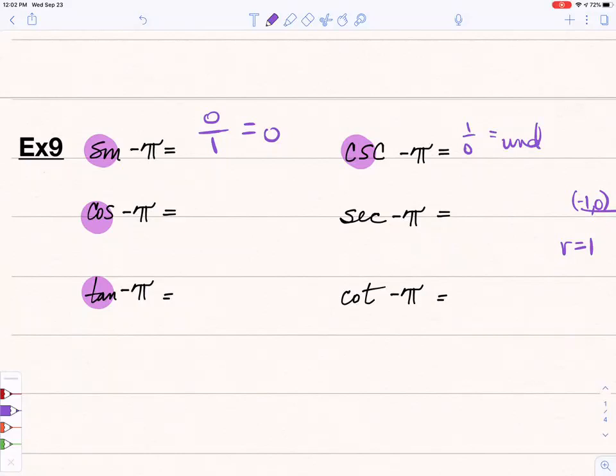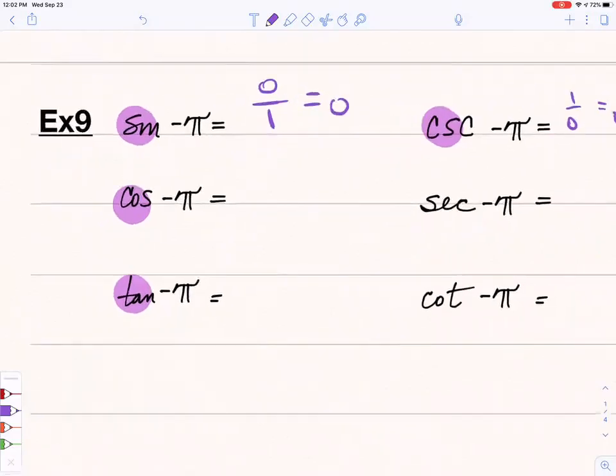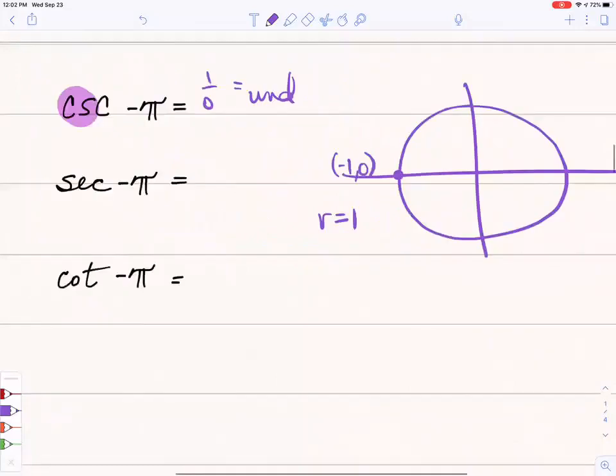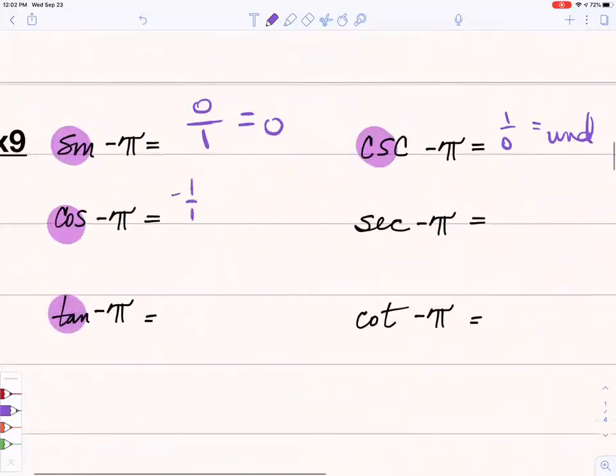You with me? Okay, go to your reference triangle. What's cosine? X over r. So what's x over r going to be? Negative 1 over 1. Flip it over. What's secant going to be? Negative 1.